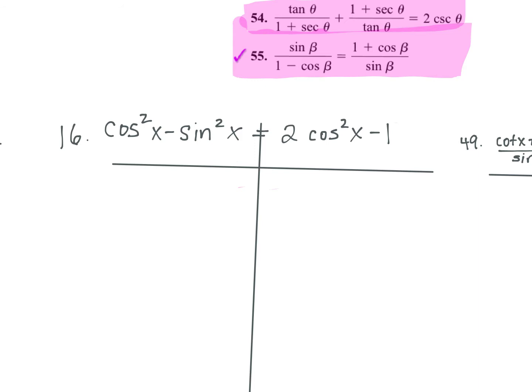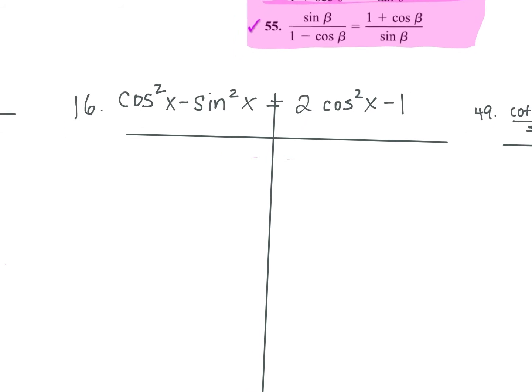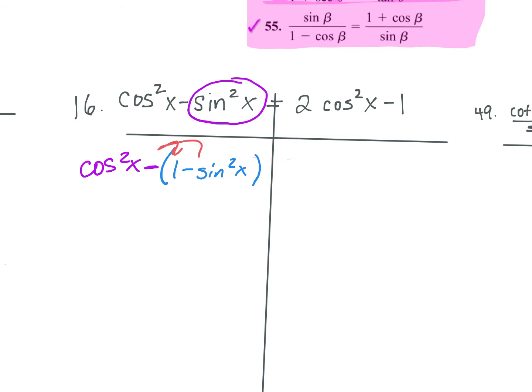It says cosine squared minus. I noticed that both sides have a cosine squared, so I'm going to keep cosine squared x where it is, then I have minus. What can I change sine squared x into? If I use a Pythagorean identity, what can I change that into? Perfect, 1 minus cosine squared. Some of you would say, could you change it into 1 over cosecant squared? Sure, but would that help us at all? No. So I'm going to distribute this negative sign. I meant to put cosine here, I'm sorry.